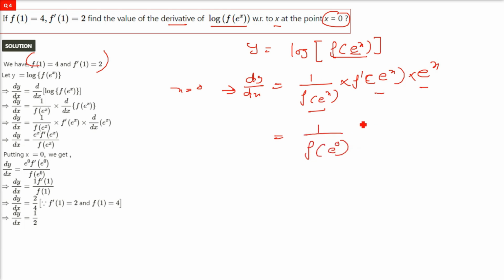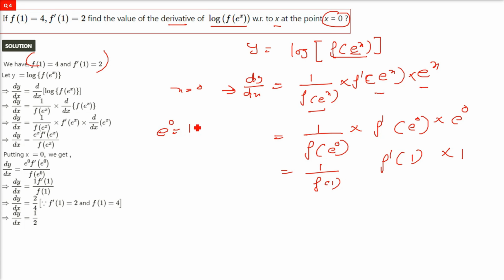So f dash e to the power 0: e to the power 0 is 1, so f dash 1. And then we have 1 by f e to the power 0, which is 1. Anything to the power 0 will always be 1, right? f1 is already with us, so 1 by 4, and f dash 1 is also with us, it's 2 into 1. So 2, this is 1 by 2. dy by dx is 1 by 2. Okay?